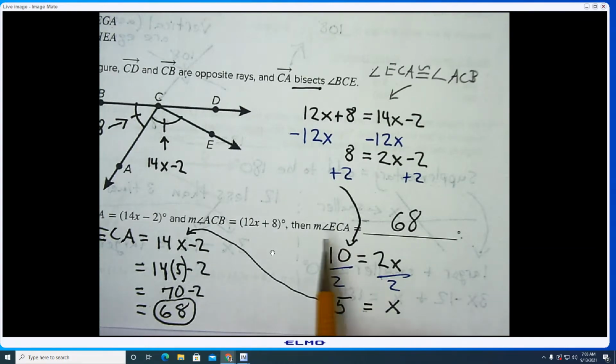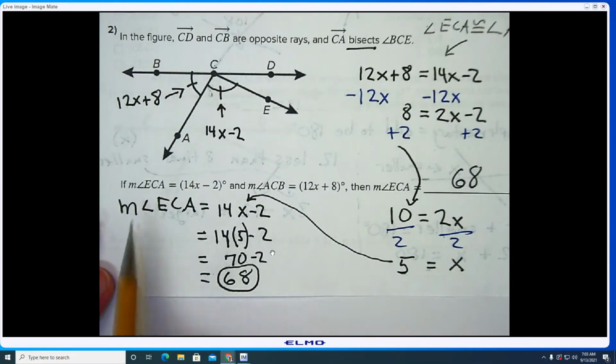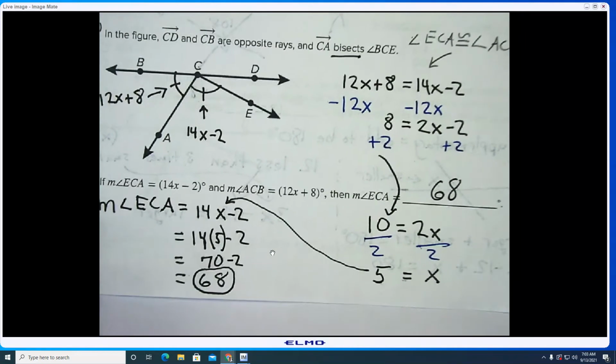Now they want the measure of ECA. So ECA is this one right here. I'll take that x equals 5 and plug it in. And I get 68 is our measure. Next one.